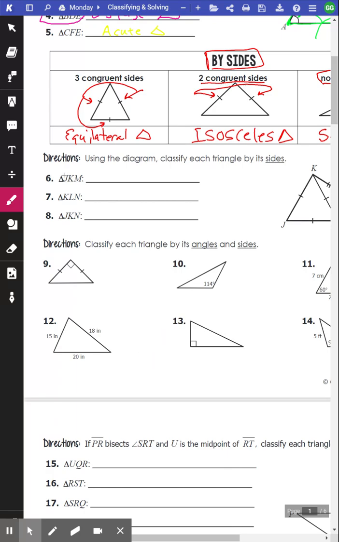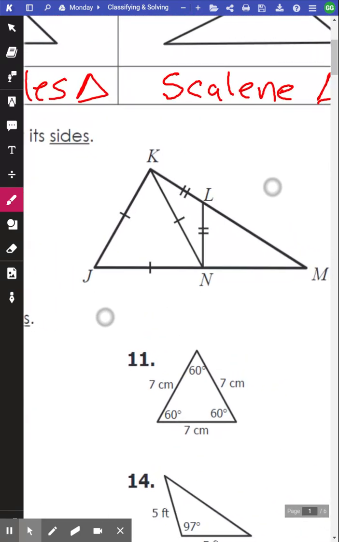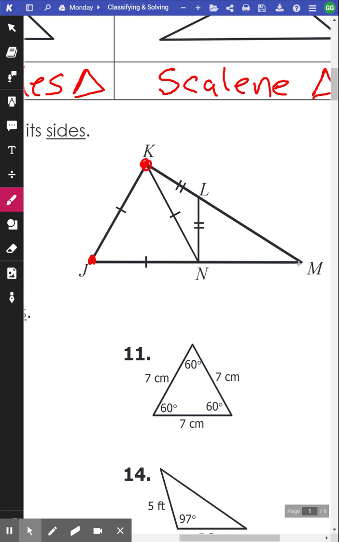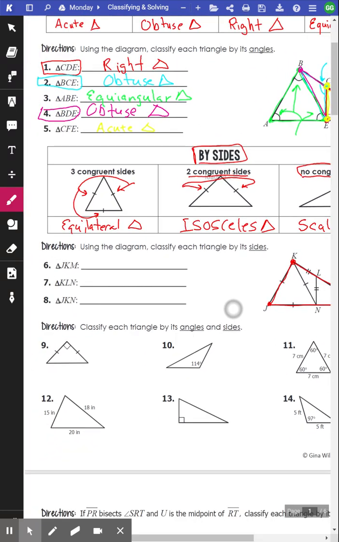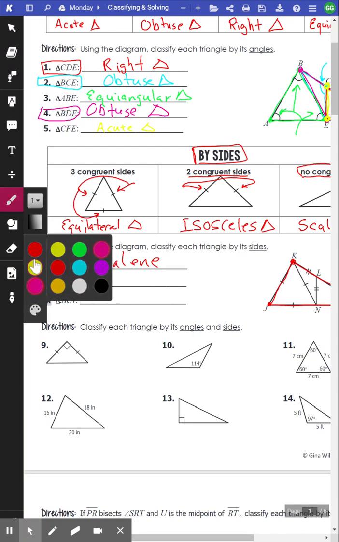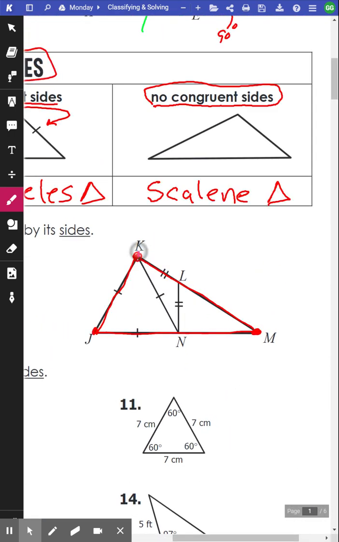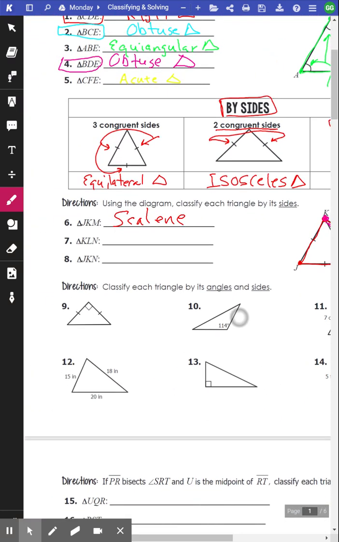So here we go, triangle JKM, let's classify by sides. So we're doing JKM. Nope, none of these guys are marked congruent to each other. Pieces are, but that doesn't mean the entire sides are. So if none of them are marked congruent, I'm going to call this scalene. We go to KLN, this triangle right here. I notice this and these two are marked. That's two sides already congruent. The third one is not, so I'm talking isosceles.